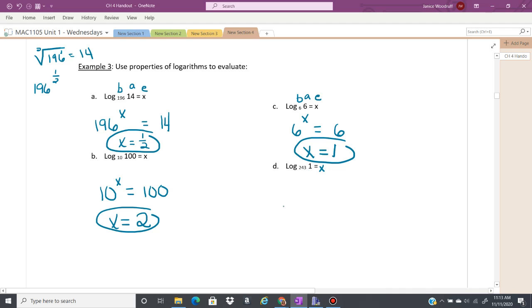And then here, I think that's missing an x. So the base here is 243. The answer is 1. X is our exponent. 243 to what power is 1? Or anything to what power is 1? And that's going to be 0.